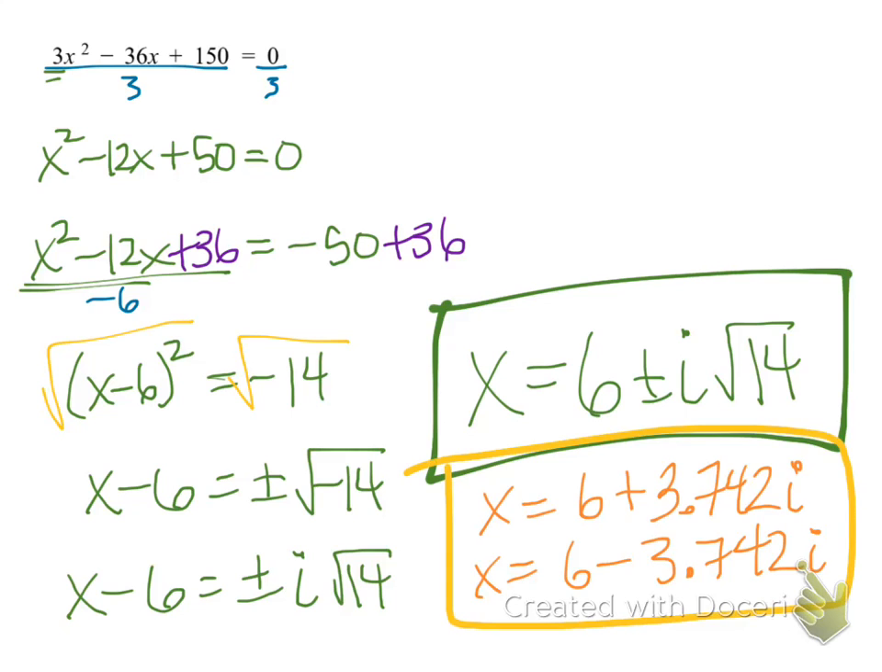Putting this into the calculator, again, we can't combine the i square root of 14 with the 6 even after we get a decimal answer, because we still have that i. So we're going to have 6 plus 3.742i and 6 minus 3.742i. And so again, we still have two distinct solutions, whether it's in decimal or radical form.